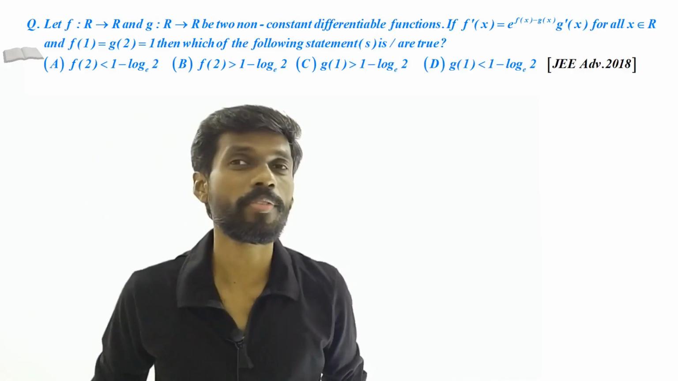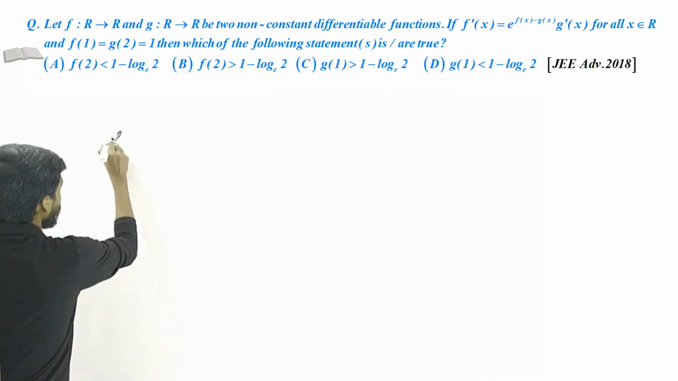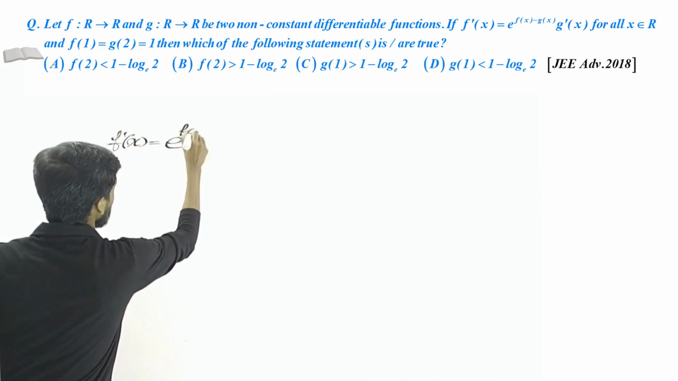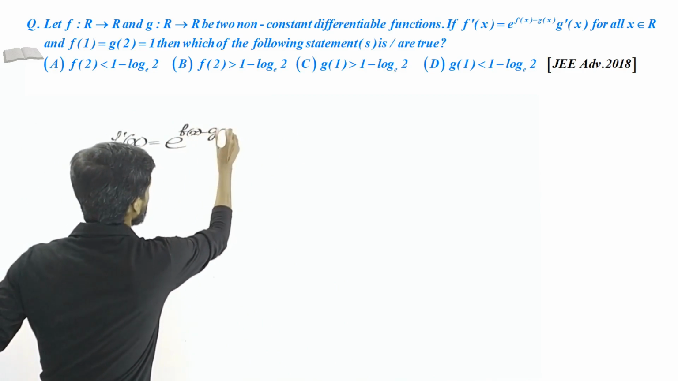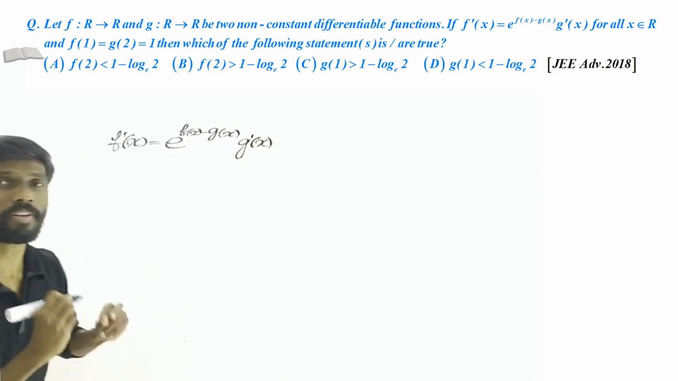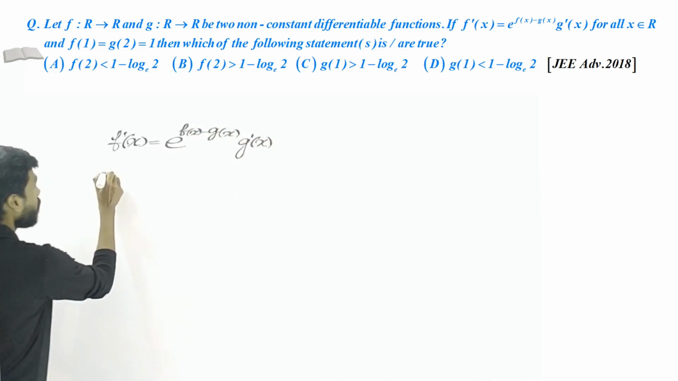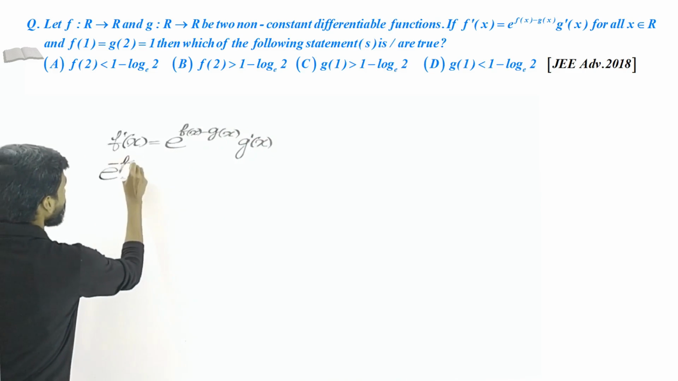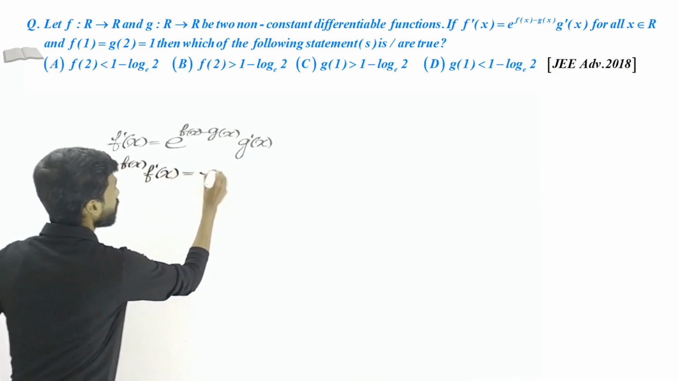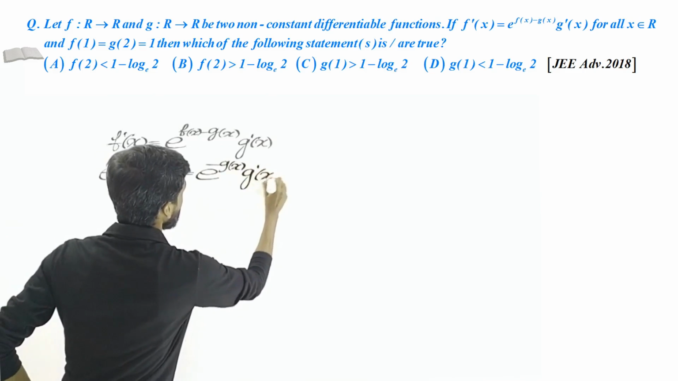Here some relation between the functions f of x and g of x is given. It is given that the derivative of f of x, so that is f dash x, is given to be e to the power fx minus gx multiplied by g dash x, right? So let us simplify this. So e to the power fx can be brought to the left hand side, so it will become e to the power minus fx multiplied by f dash x, so that equals e to the power minus g of x multiplied by g dash x, right?